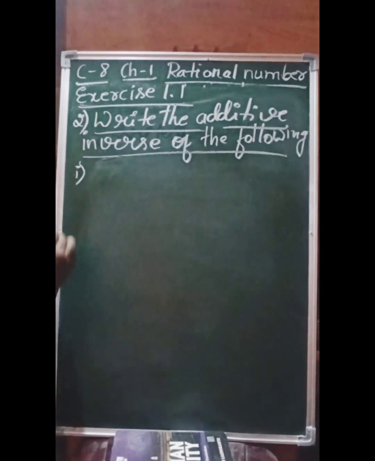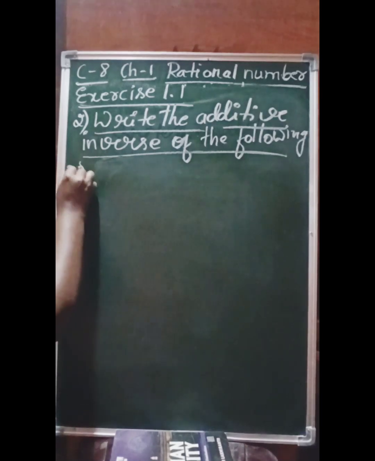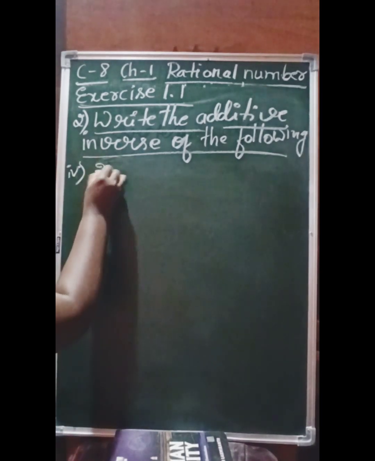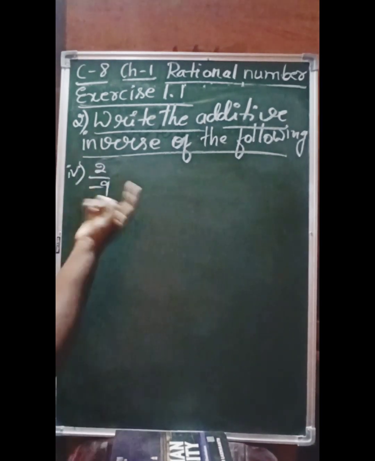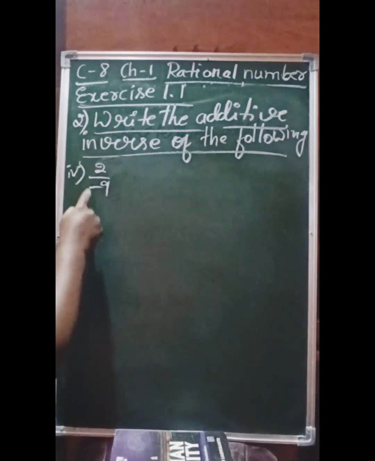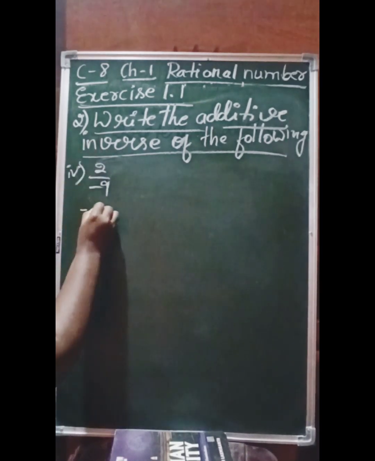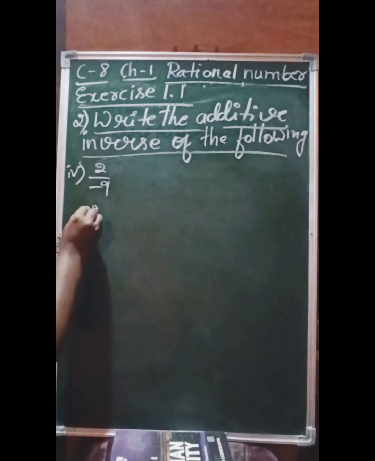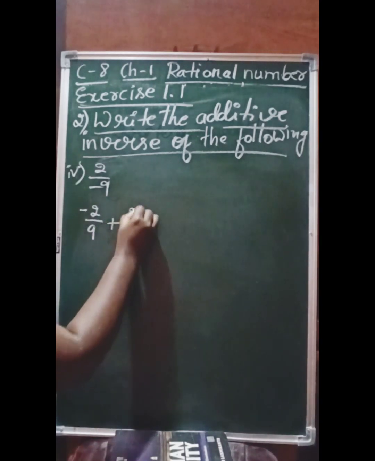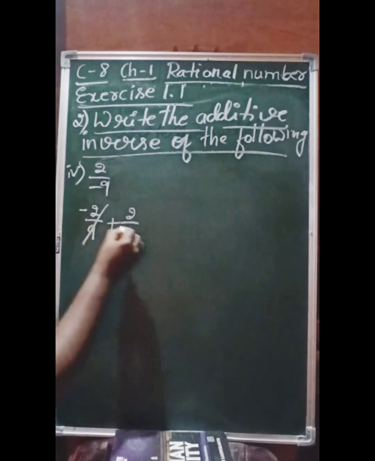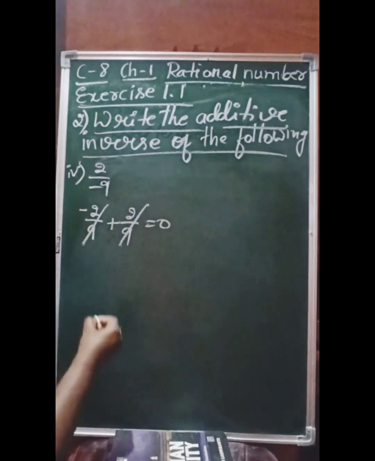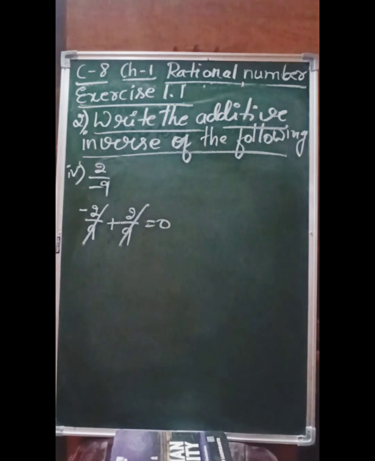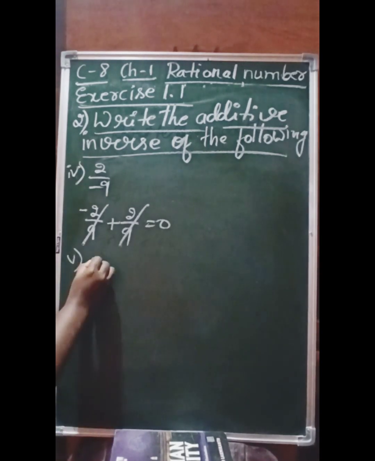The fourth problem they given is 2 by minus 9. See whether they will give in numerator or denominator, the whole term will be minus only. Okay. So the given question is minus 2 by 9. So how to calculate the additive inverse? As already they given the negative, you consider positive. Okay. So minus 2 by 9 plus 2 by 9 will get cancelled. You will get 0.